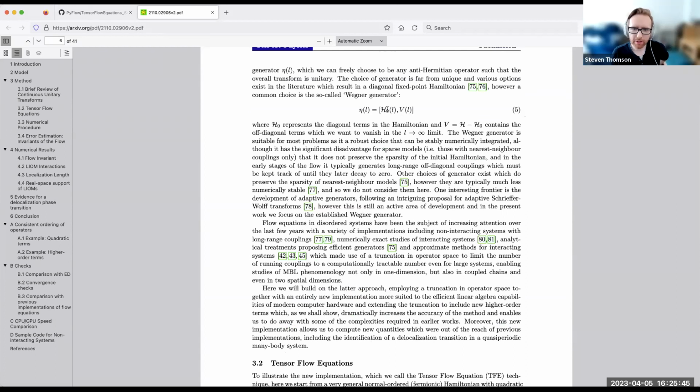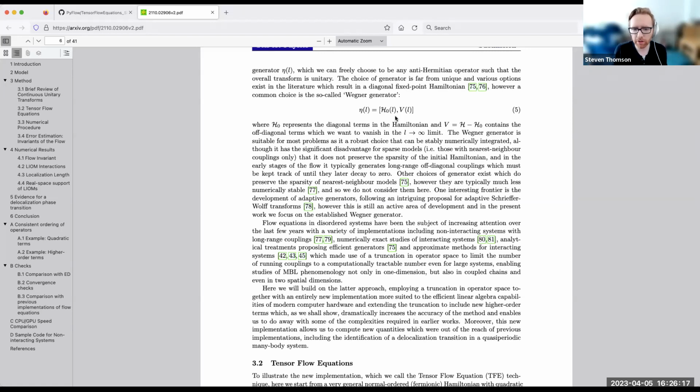A lot of flow equation works use this Wegner generator, because it's quite common, it's numerically stable, and it has some nice properties, particularly if you're coming from a renormalization group background. The way this works is it removes couplings between sites that are very separated in single particle energies. The higher the single particle energy separation, the faster the couplings are removed. So it's got this kind of energy scale separation, a bit like renormalization group, where you start with high energy couplings and you work your way down to low energy ones.